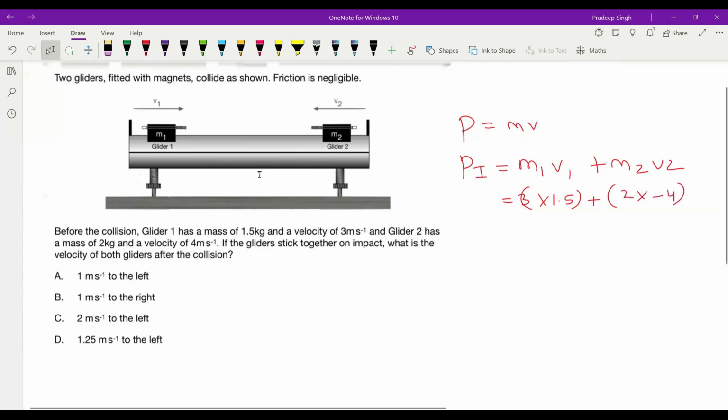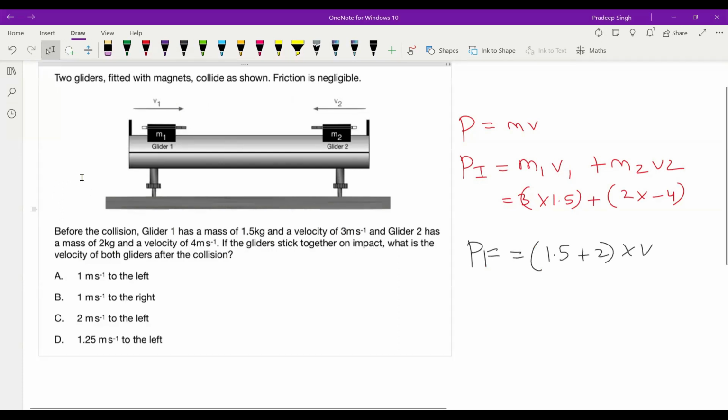So we need to be careful that whenever finding the momentum, velocity is always to be put with the sign, because velocity is a vector quantity. So that's the initial momentum. Now, finally, it's said that the gliders stick together on impact, which means they are going to have a common velocity. So the final momentum will be equal to, since the objects are colliding and sticking together, the combined mass, 1.5 plus 2 kilogram, multiplied by the combined speed.